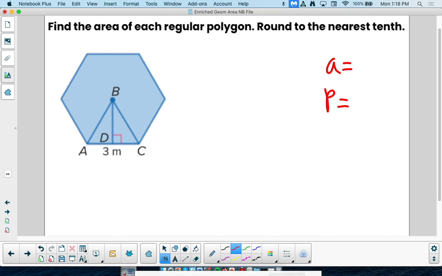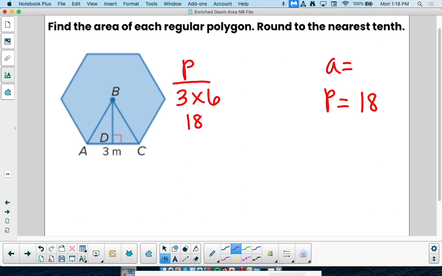Because all your sides are 3, they're the same. So I'll just do P for perimeter, 3 times 6. What do we get? 18. Okay, so that's one of our pieces. I'm going to put 18 over here so my work's neat and I know what's going on. Now we're looking for our apothem. What segment is that inside our picture?